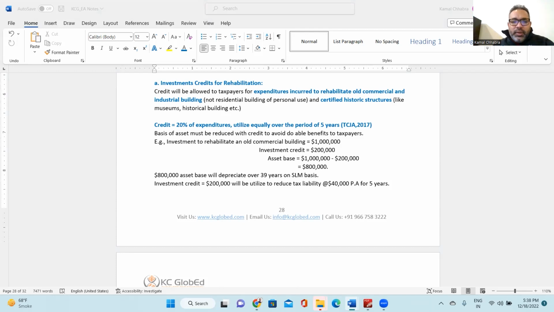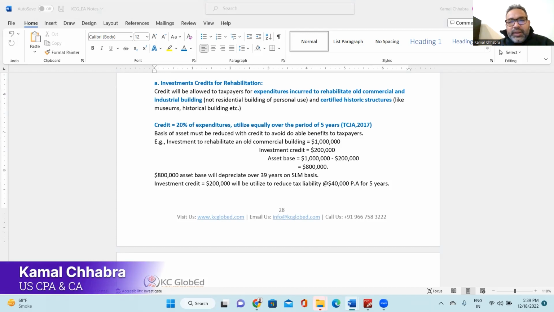Let's see this example. The investment to rehabilitate an old commercial building was $1 million. The maximum credit is 20% of the capital expenditure, that is $200,000. If you are availing this $200,000 tax credit, then you need to reduce the asset base because you cannot take double tax benefits. If you keep the same asset base, you would also take the depreciation benefit. So if you take the tax credit, you should not claim depreciation on the amount taken as tax credit. Therefore, the future tax base is $800,000 instead of $1 million.